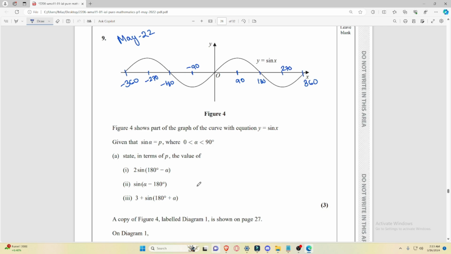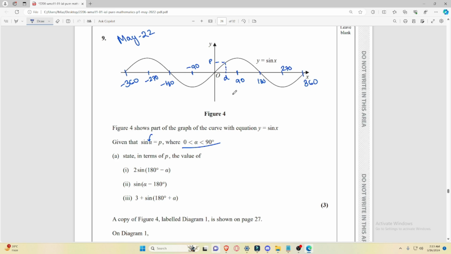Given that sine alpha is p, where alpha is between 0 and 90. Okay, so alpha is a value for x, and when x value takes alpha, y value is p. That is what they mean. So when x value is alpha, it is somewhere between 0 and 90. Y value at that point will be p. Okay, this is what they mean from the first line. State in terms of p the value of 2 sine 180 minus alpha.